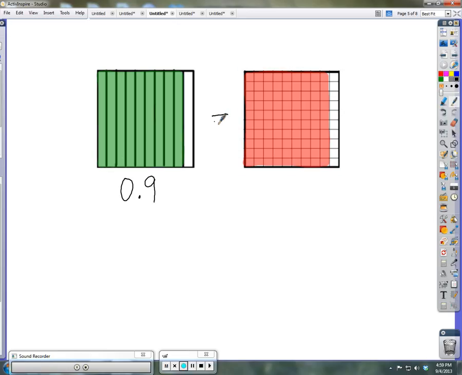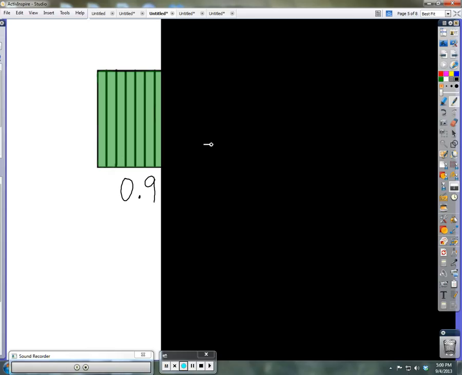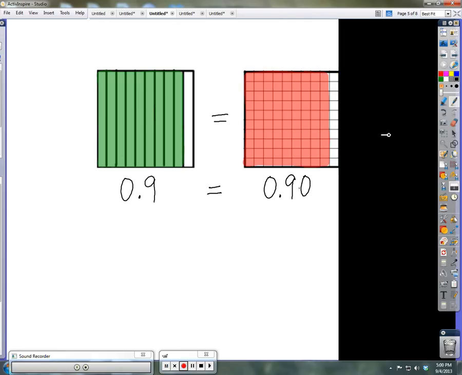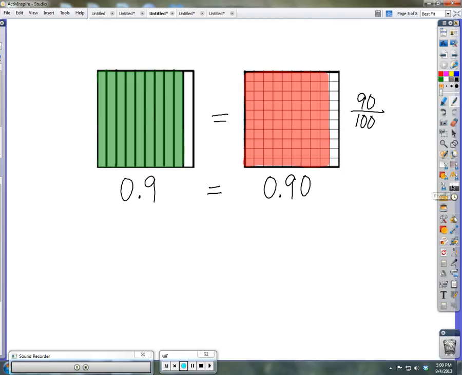So we know that the shaded parts are equivalent. Well, now this one is divided into hundredths, and there are 90 individual little squares shaded in. So 90 hundredths as a decimal number is 0.90. So the two decimal numbers are equivalent to each other. All I had to do mathematically was take 9/10, see, there's the 9/10, and all I had to do to get an equivalent decimal was add a 0 to the end.